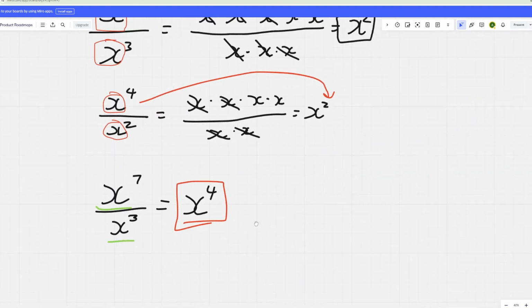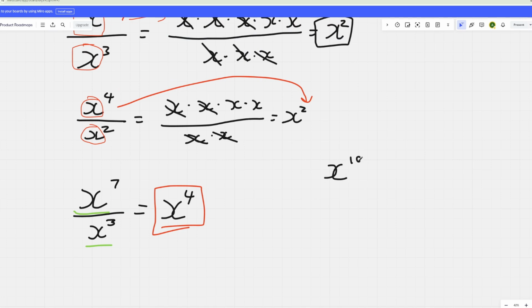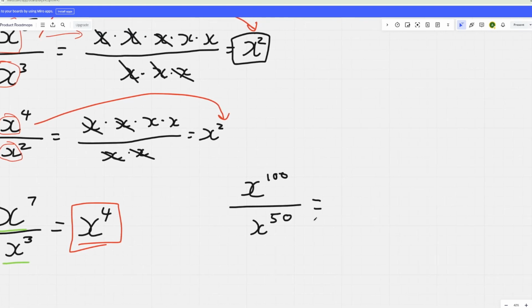And if they give you something like x to the 100th over x to the 50th, what would this be? Well, no one's going to want to write out 100 x's and then 50 x's on the bottom. Right? All you have to do is just 100 minus 50 is 50. So that's my answer.